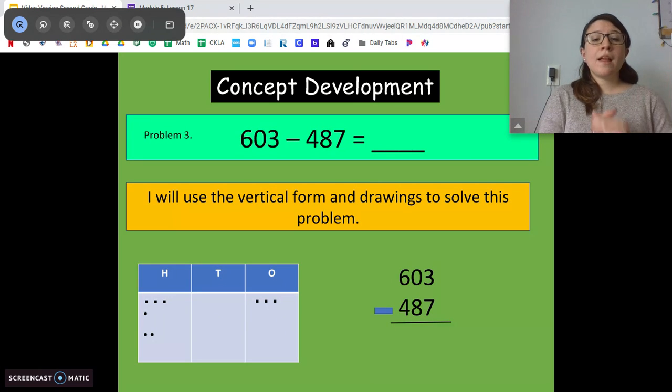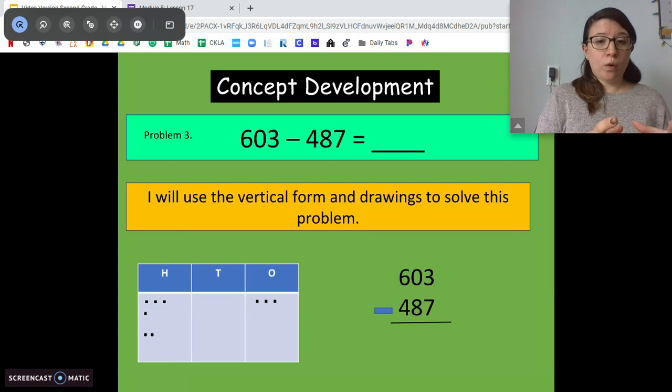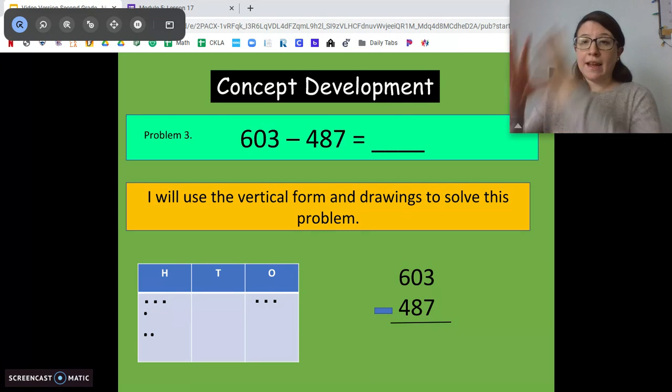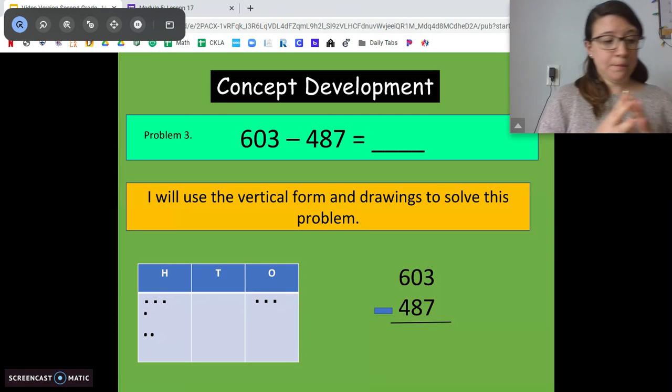All right. This one I want you to try on your own. 603 minus 487. Set up your place value chart, set up your vertical form, pause and solve, and then come back and we're going to go over it together. Okay?